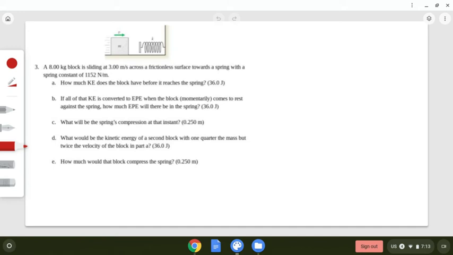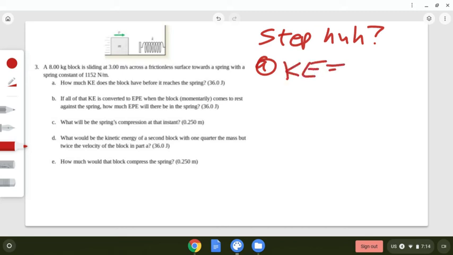So as usual, we'll start off doing step one. Part A, what are we looking for and what units do we expect? We want to know the kinetic energy. So question mark, the units for that will be joules.